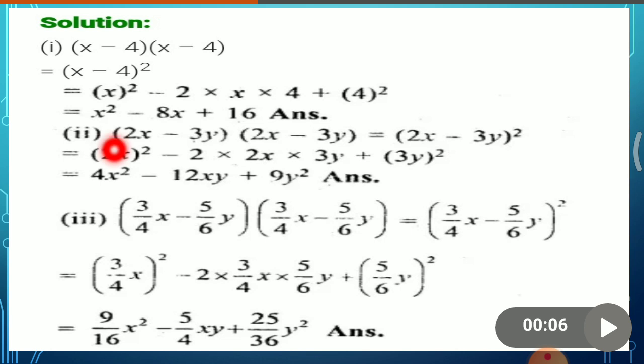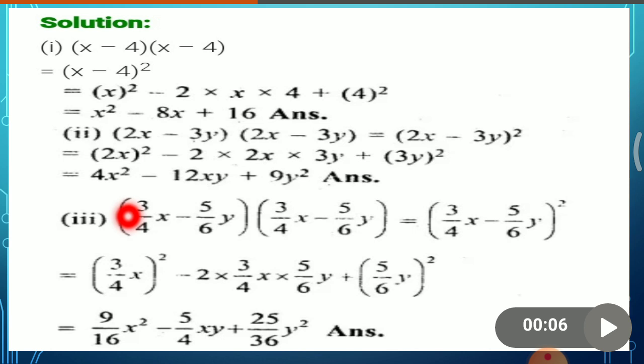Next question is 2x minus 3y and in another bracket 2x minus 3y. You write it as 2x minus 3y whole square and after that you start solving by the formula of a minus b whole square. Okay. So a square means 2x whole square, minus 2ab means minus 2 multiplied by 2x multiplied by 3y, and plus b square means 3y whole square. Okay. After that you start it. So 2x 2s are 4x square, minus 2 2s are 4, 4 3s are 12xy, and plus 3 3s are 9y square. Okay.